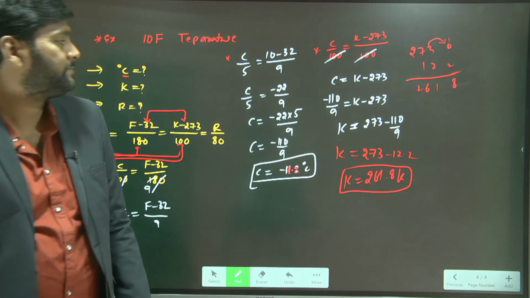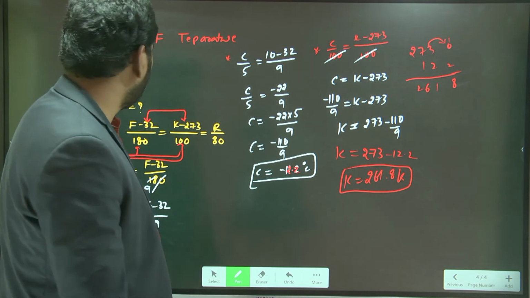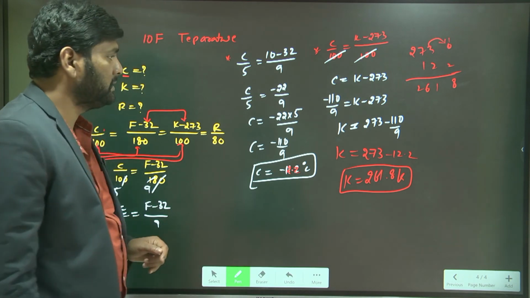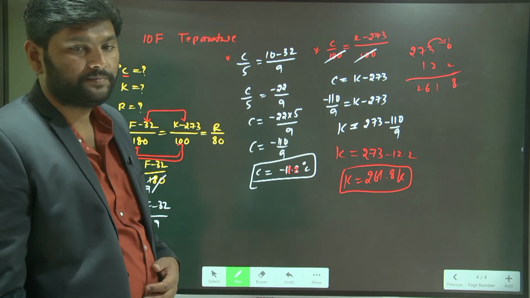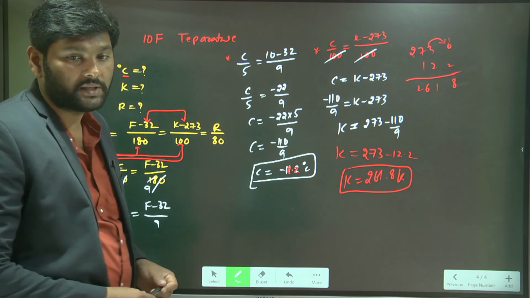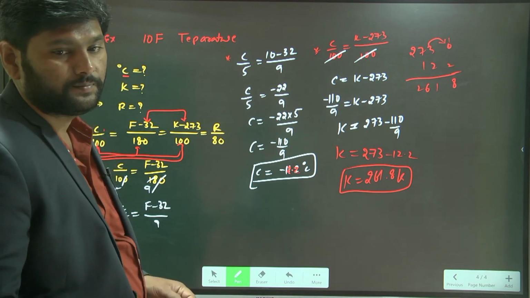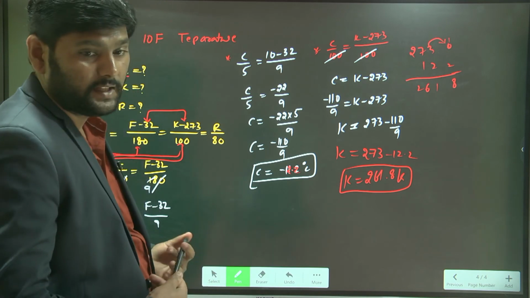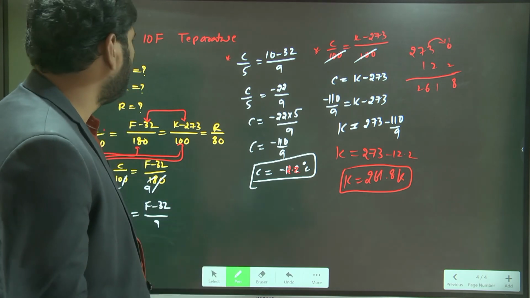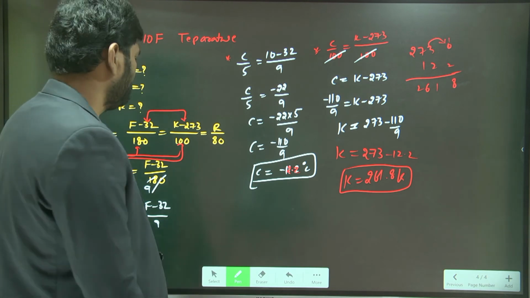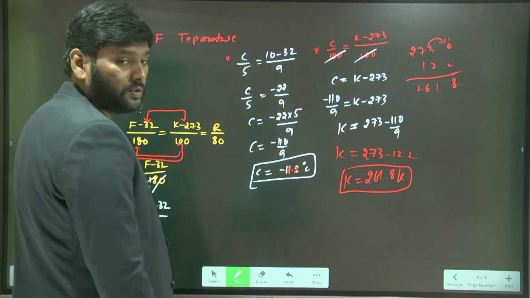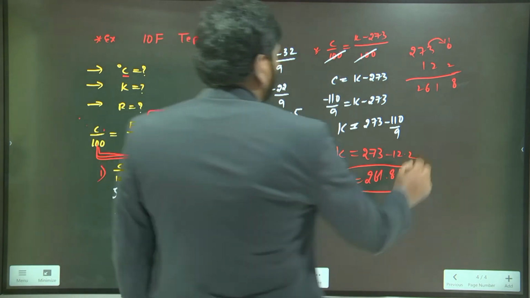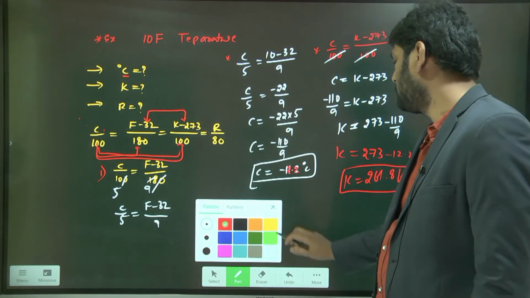Completed? Okay, sir. Next, in a similar way, find the answer in the Raman scale. C by 100 is equal to R by 80. Very good, simple, that is actually. Make it fast.